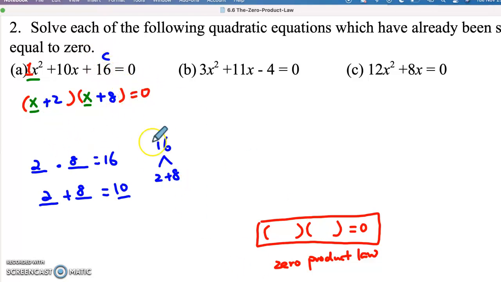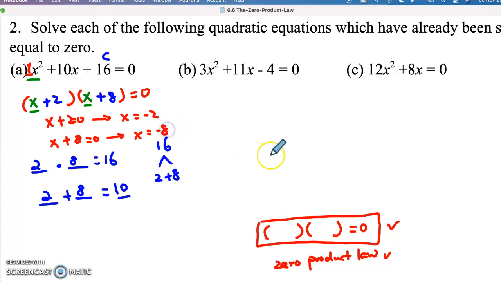To solve it, right? Now we have this one, and then we can apply the zero product law. This one, x plus 2 equals 0. You will get x equal to negative 2. And then you have x plus 8, this one equal to 0, and you will get x equal to negative 8. Okay.